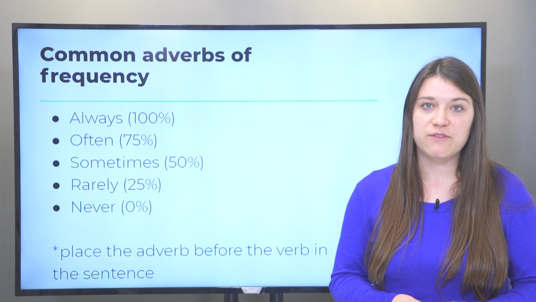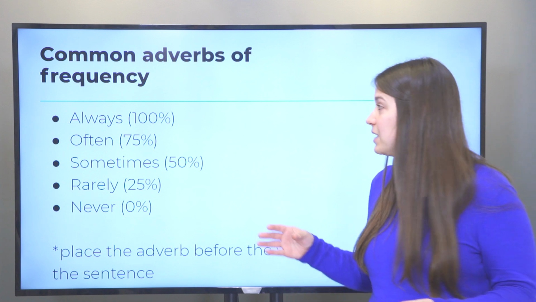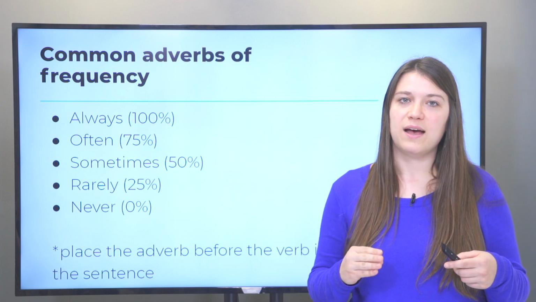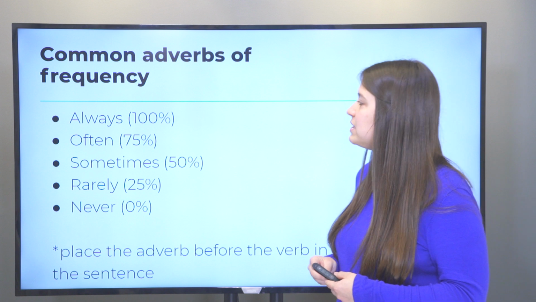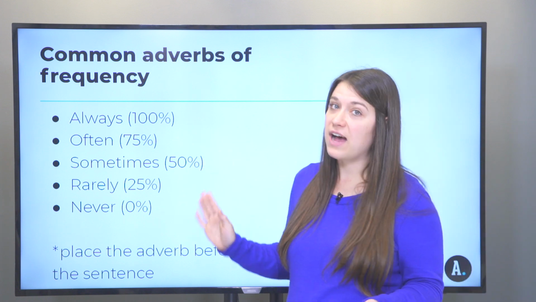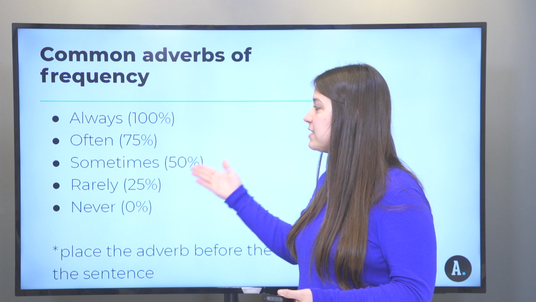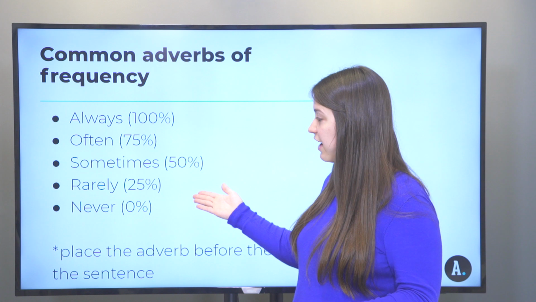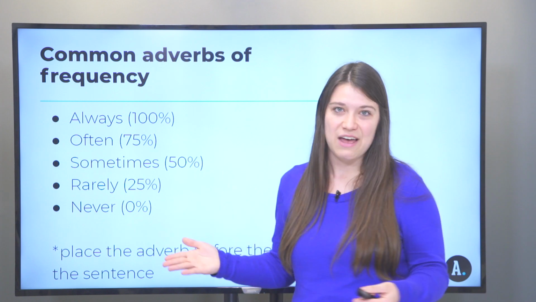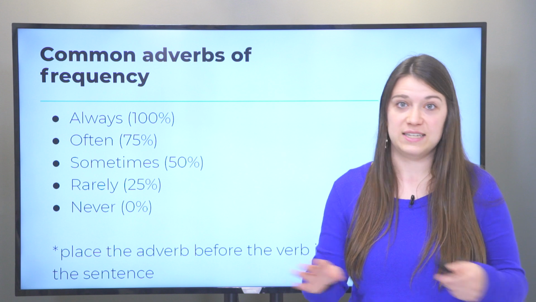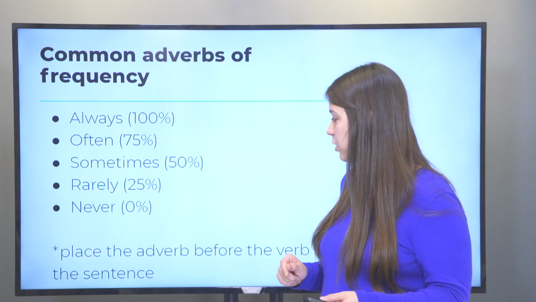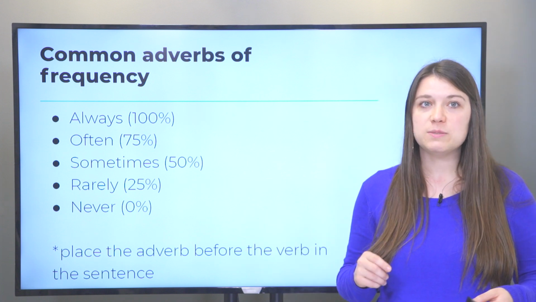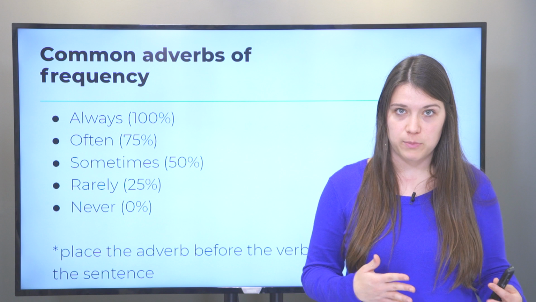If I use the adverb of frequency always, that means 100% of the time. Then if we want to talk a little bit less, we would say often, for example, maybe 75% of the time. Sometimes would be maybe 50% of the time. Rarely is 25%, and zero would be never, something that doesn't happen. So that would be 0%. With these adverbs of frequency, we always place the adverb before the verb in the sentence.